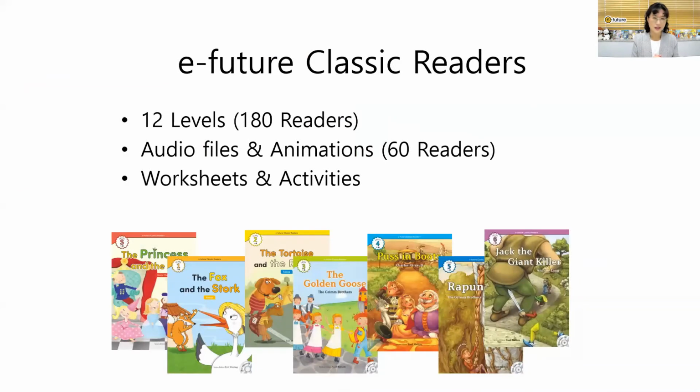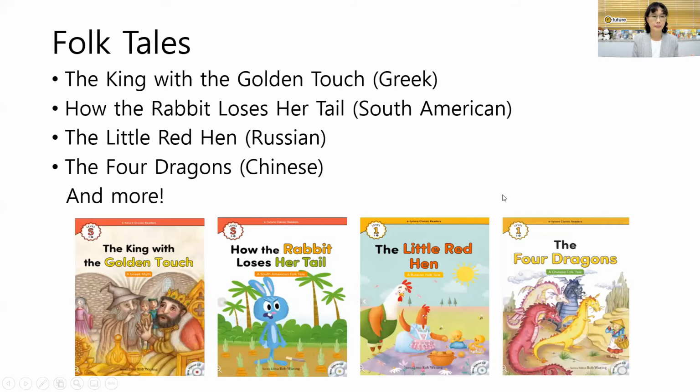So let's do a sum up, right? In Future Classic Readers, we have 12 levels and 180 readers. We provide audio files and animations for 60 readers, and we have downloadable worksheets and activities. We did Aesop's Fables and some fairy tales, but we also have folk tales from Greece, South America, Russia, China, Japan. We have all these folk tales as well.